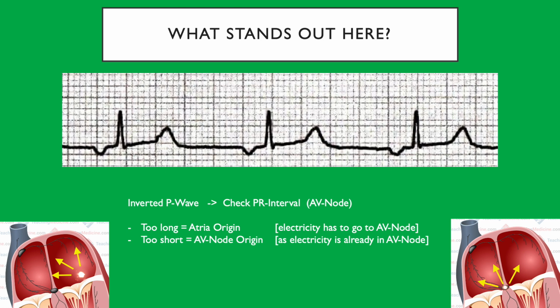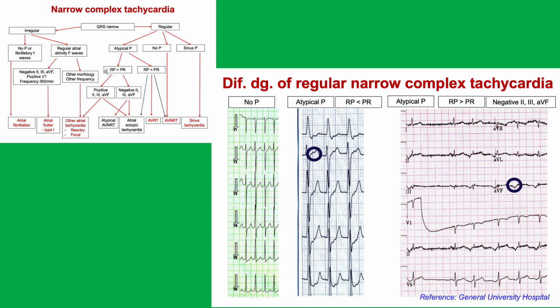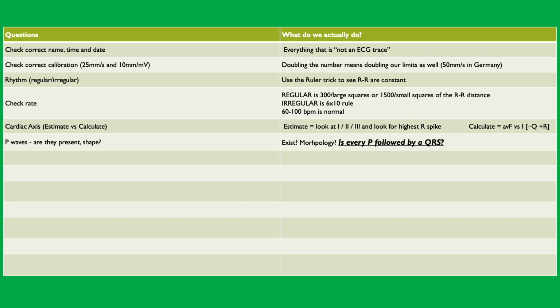So if you see an inverted P wave, you check the PR interval. If it's too long, it means it came from the atria. If it's too short, it came from the AV node, okay? So that's another thing. When you see inverted Ps, check your PR interval to know if it's from the AV node or somewhere else in the atria. We finished with the P wave morphology. So we did these steps. We're halfway there. Going on to the next one, PR interval.